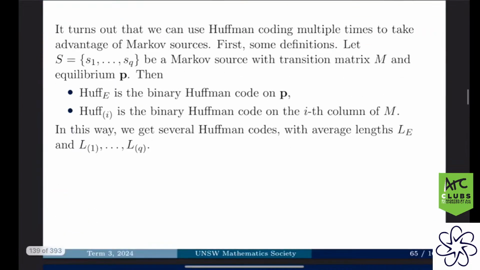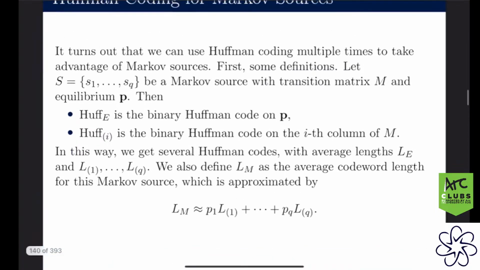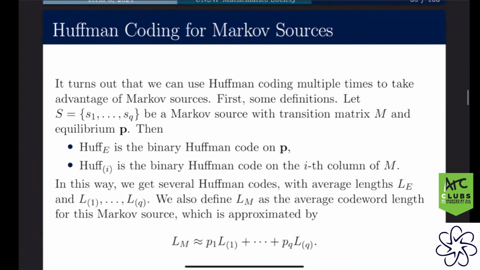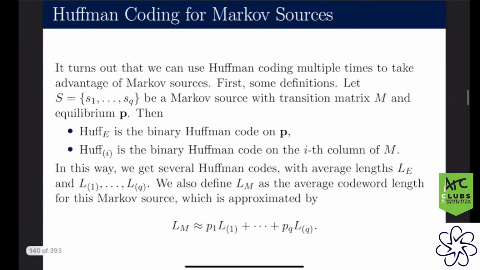Let's have a look at this other thing. This next set of slides is talking about the Markov length. So the Markov length is just a weighted sum of the length of the Huffman codes for the columns, right? This is way easier to see with an example, but maybe we'll just talk through this slide first.